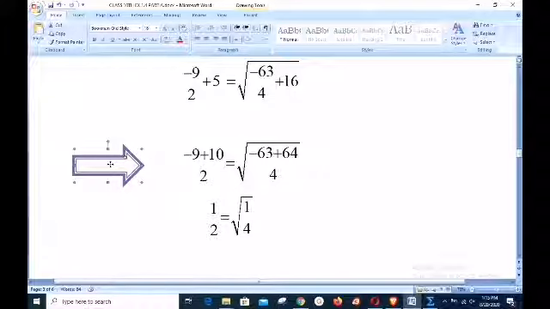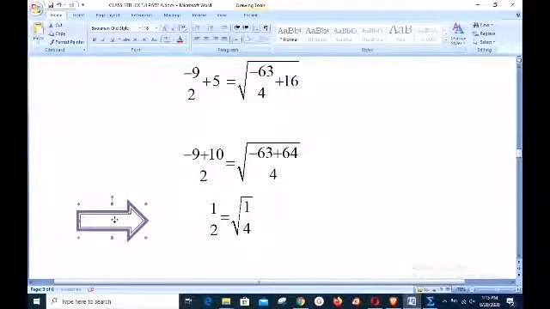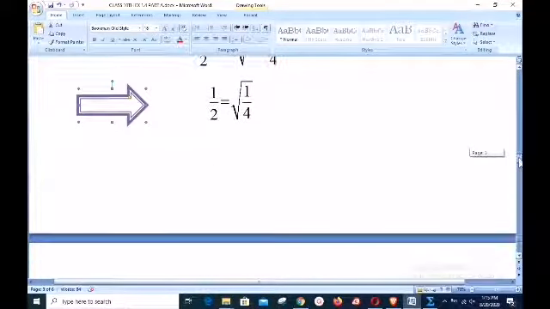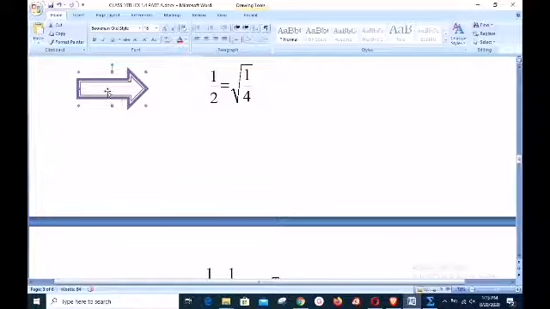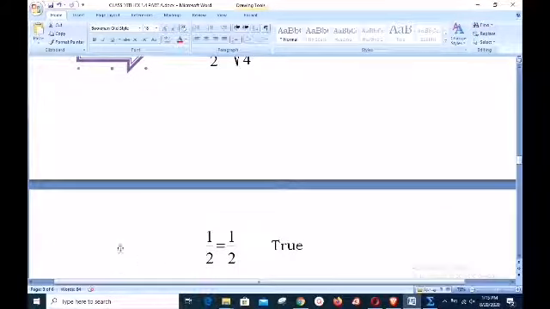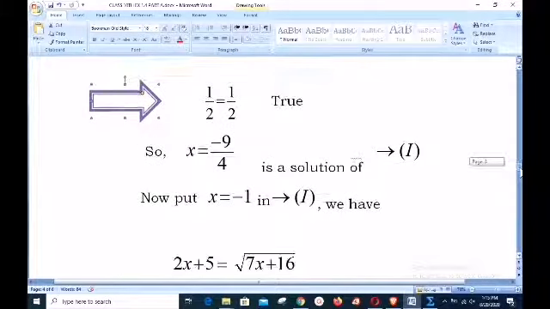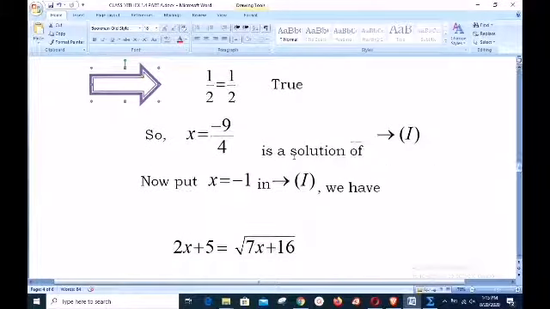Left hand side simplification gives us 1 over 2, whereas on the right hand side we have root 1 over 4. You all know root 1 over 4 gives us the value 1 by 2. So left hand side 1 over 2 is equal to right hand side 1 over 2. Left hand side and right hand side both are equal. That means it is true. Therefore, the value x is equal to minus 9 over 4 is our solution of equation number 1.